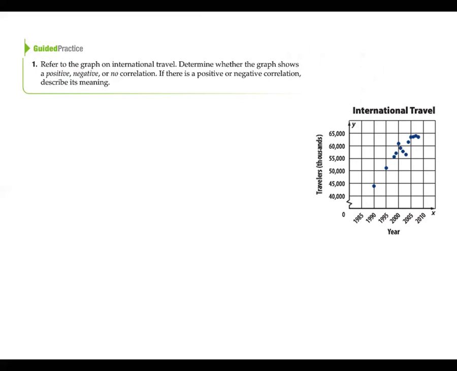All right, we're back. So this graph on international travel, this is the one from the beginning of this section. Determine whether the graph shows positive, negative, or no correlation, and then describe its meaning. Well, here you can see that the points generally go up, so it's a positive correlation, and that means as the years increase, the number of travelers usually increases. That's all you've got to do for that one.